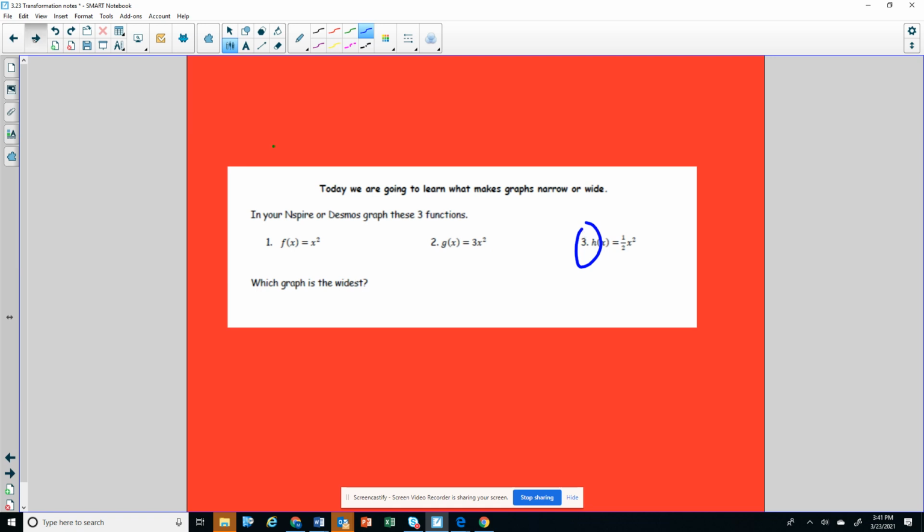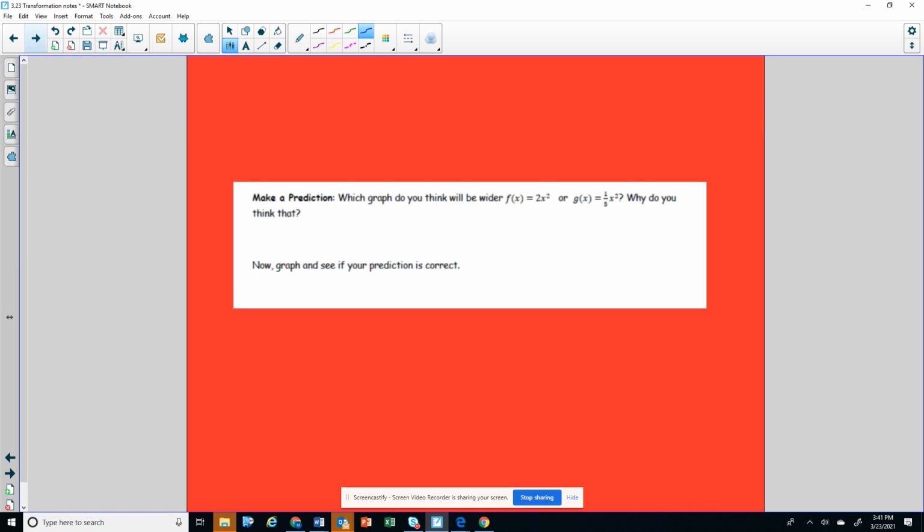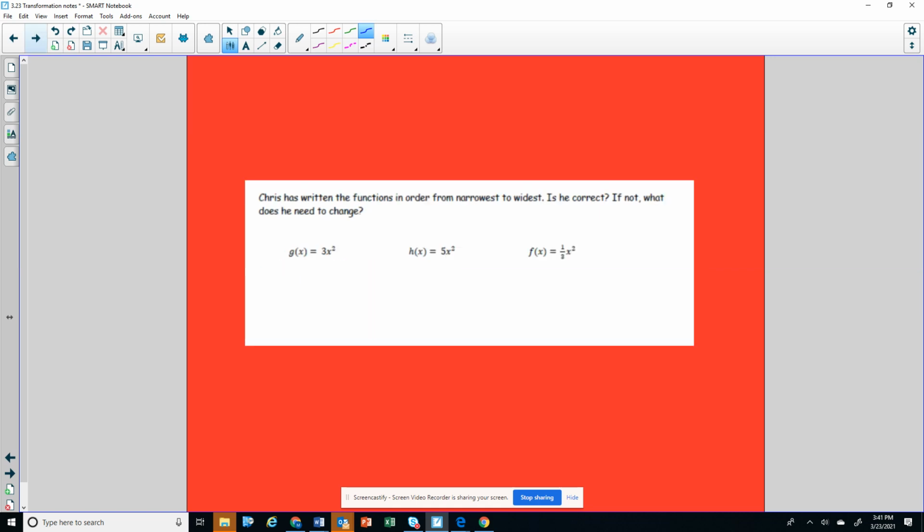Okay, let's see what's next. Okay, so make a prediction now. So you're given 2 functions now, and you're asked to make a prediction. Which one do you think is the wider one? So based upon what we did in Desmos, which one do you think is going to be the wider one? If you guess g of x, you're correct, because the coefficient is less than 1. It's a fraction. It's going to be wider. So g of x is going to be wider.